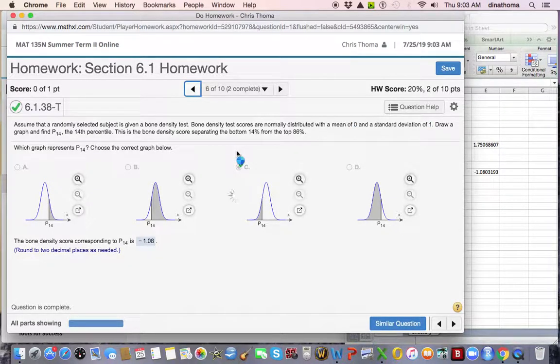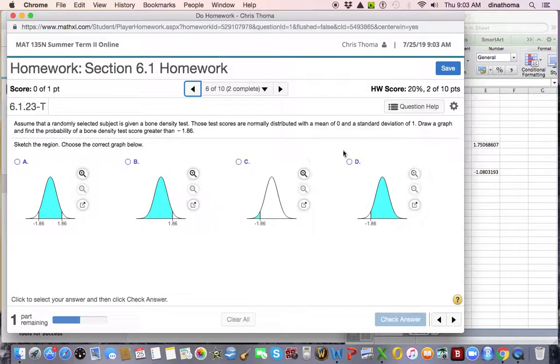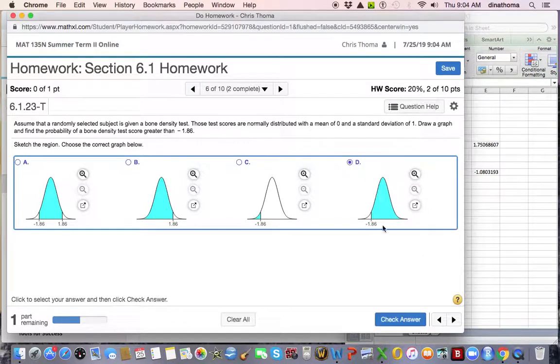If I go back to another problem here, I now want to find the probability, so draw a graph to find the probability of a bone density test score greater than negative 1.86. So this is great. Here's negative 1.86, greater than goes, but it stops here. I don't want it to stop. This is a positive. I don't like him. This is a negative. Perfect. But it's shaded the wrong way. That's less than. I want greater than. So it has to be D. My negative 1.86 greater than means shade to the right. I am shaded to the right.